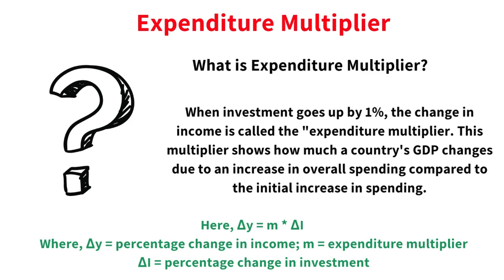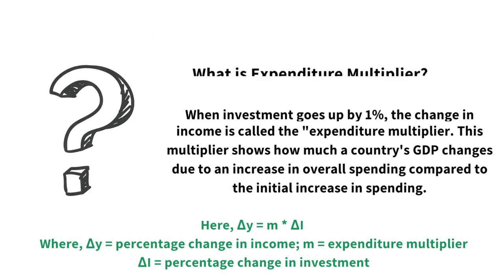Next topic is expenditure multiplier. What is expenditure multiplier? When investment goes up by 1%, the change in income is called the expenditure multiplier. This multiplier shows how much a country's GDP changes due to an increase in overall spending compared to the initial increase in spending. Here del y equals m into del I. Del y means percentage change in income, m means expenditure multiplier, and del I means percentage change in investment.